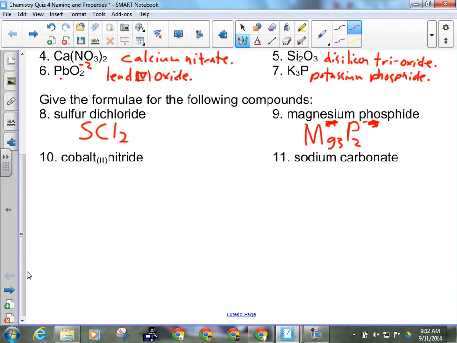Okay, and number 10, cobalt(II) nitride. So what does the 2 tell us? Cobalt's charge. So Co2+, nitride -3, Co3N2.